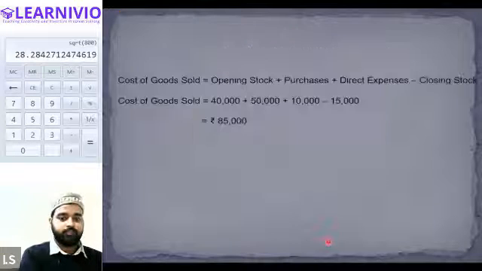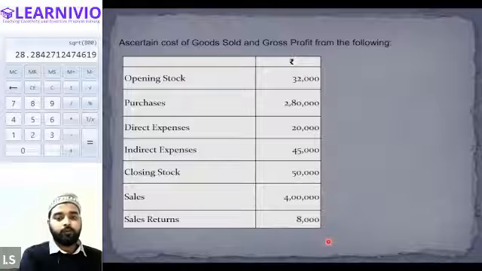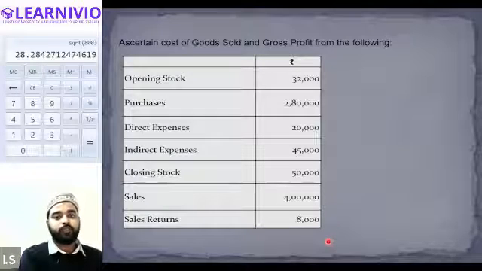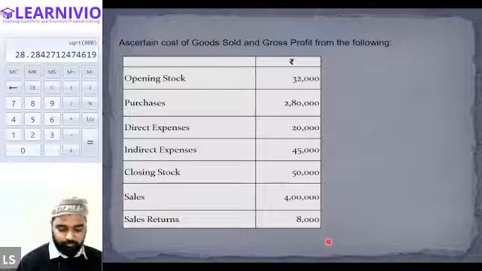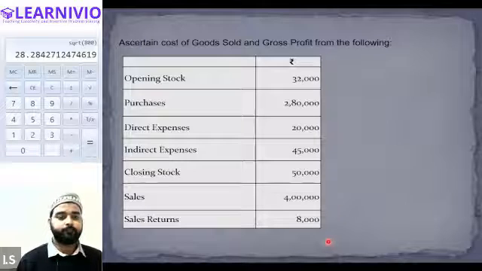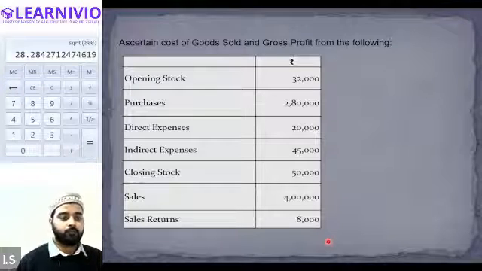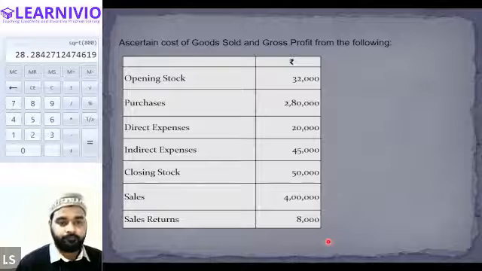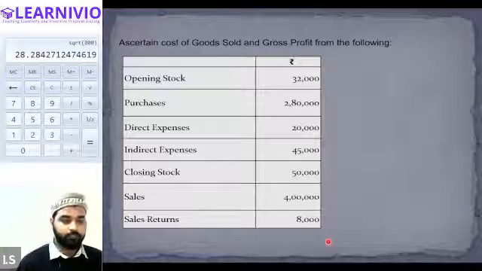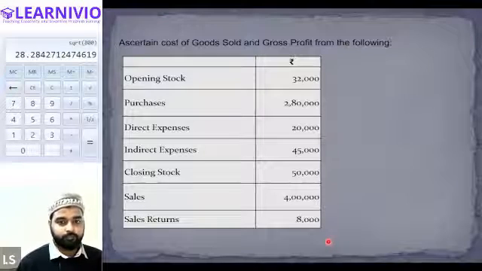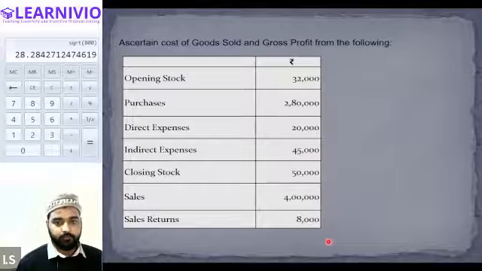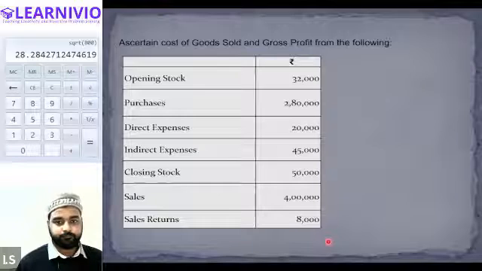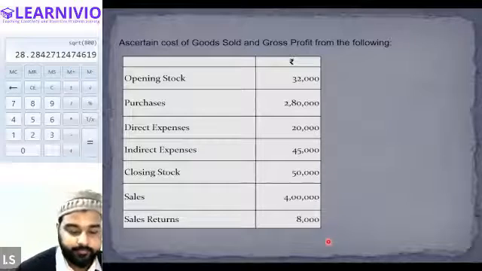Moving on to the next question. Okay, so you have this question. In this question, you need to find out the cost of goods sold and also the gross profit. I hope you can do it within 5 minutes. Steve, are you also trying now? Steve, are you there? Are you solving this question? Please solve this question and let me know the value of the cost of goods sold and the gross profit. Do it fast.